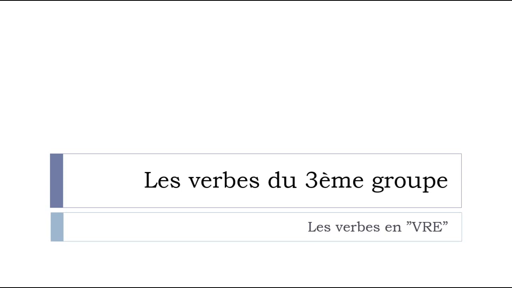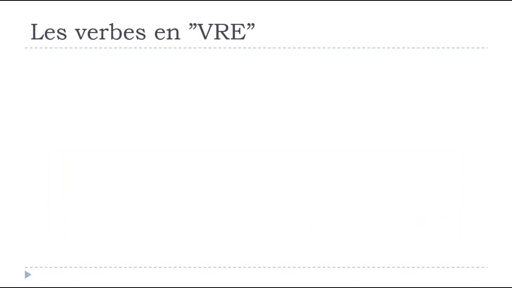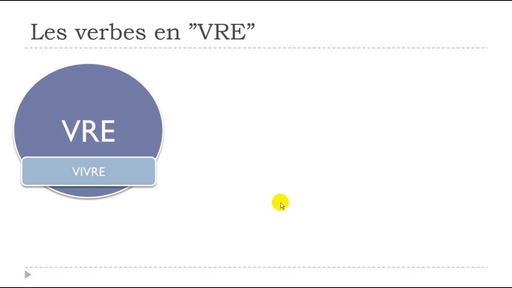Les verbes du troisième groupe, and more precisely, we'll see together how to conjugate at the present form the verbs ending with VRE. Okay? VRE. So let's see that together. And the example I wanted to take is quite useful because it's vivre, and vivre means to live. And the tricky thing that you've got to keep in mind with this group of verbs is that it will have actually two stems or two roots. So we'll see practically what it does mean.